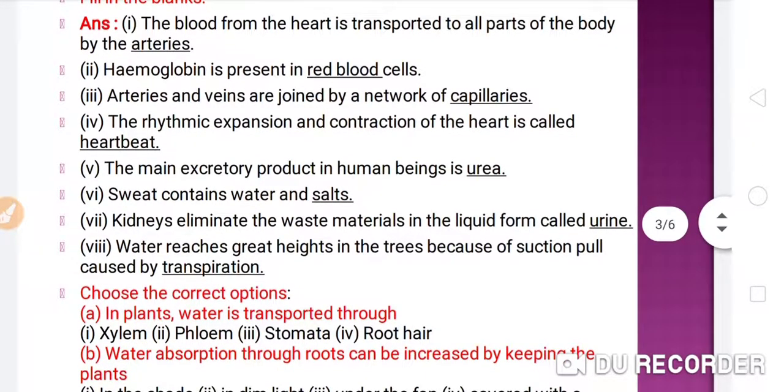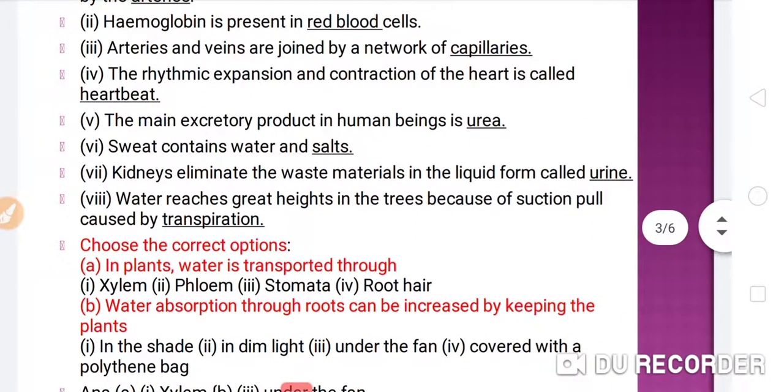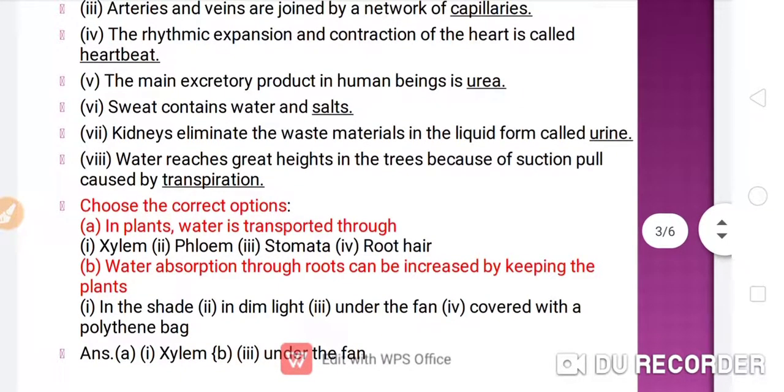Now next question, arteries and veins are joined by a network of capillaries. Now next question, the rhythmic expansion and contraction of the heart is called heartbeat. The main excretory product in human beings is urea, and sweat contains water and salts. And kidneys eliminate the waste materials in the liquid form called urine.